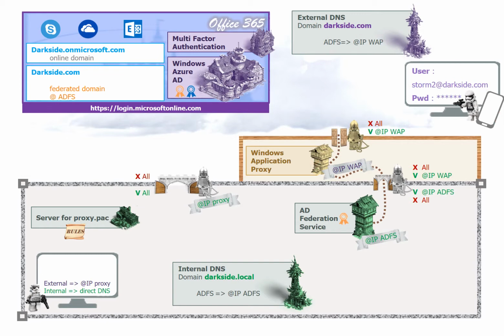And that's the answer for the previous video, when I was saying why external users are reaching the WAP when they are redirected to the ADFS address. That's because the external DNS redirects to the WAP and not to the ADFS.